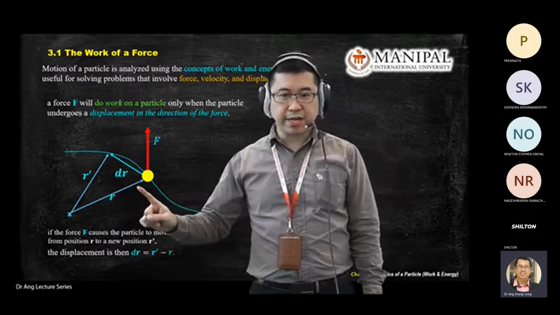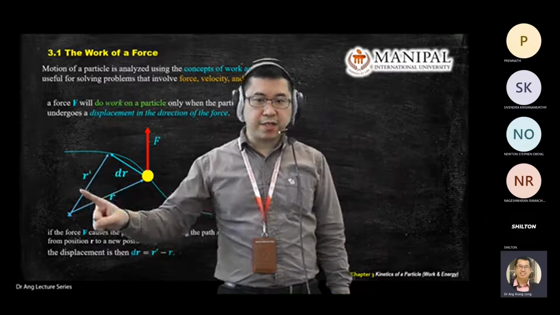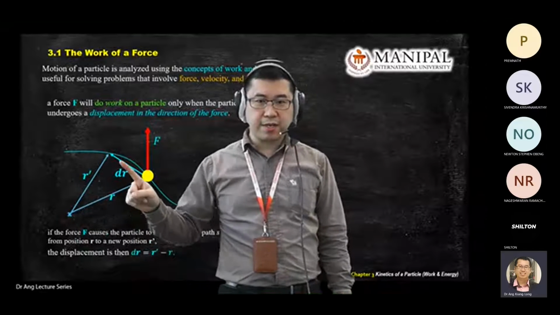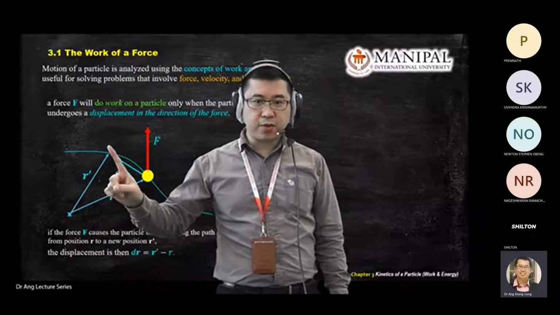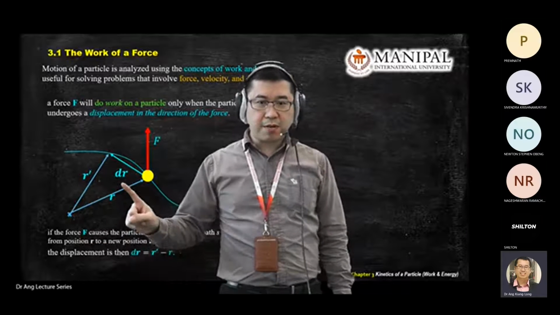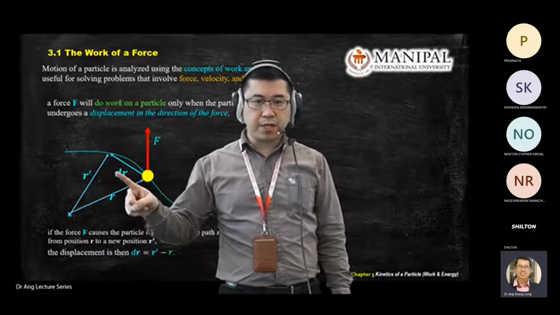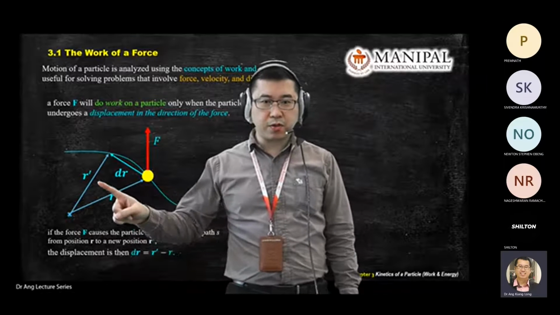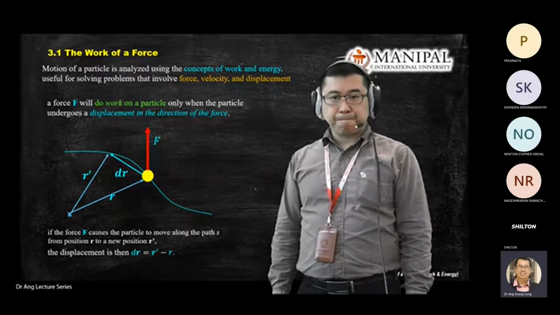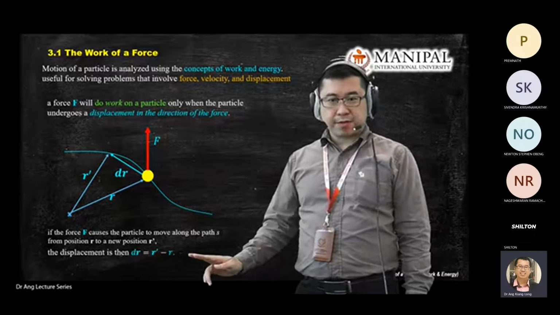Okay, this is a vector diagram. This is a resultant. You can see this one as your resultant because this one is from the beginning to the end. R prime equals R plus dr. Put your term in dr, so dr equals R prime minus R.